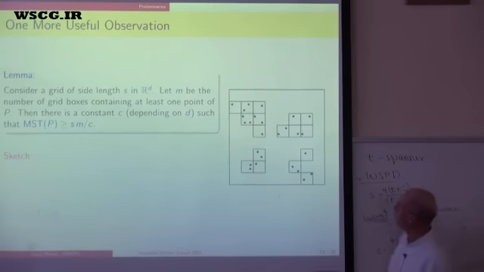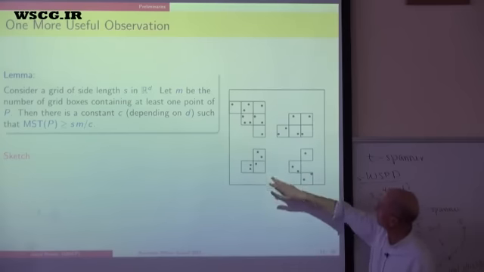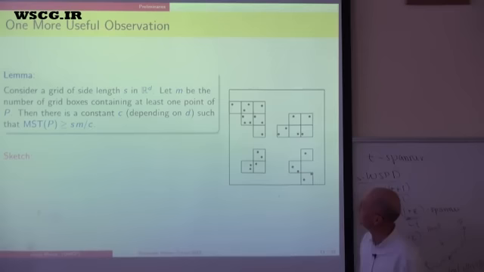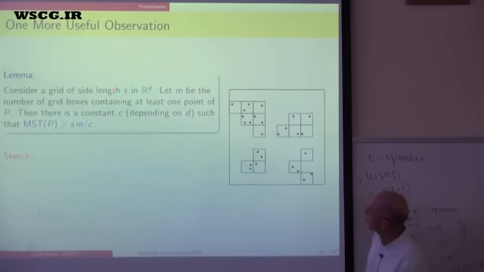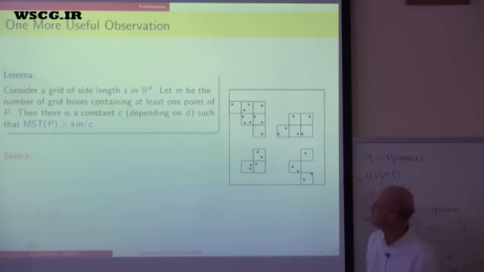Okay, here's another useful observation that we're going to make use of here. Let's consider a grid of side length S. So each one of these cells here has a side length of S. Let M denote the number of grid boxes that contain at least one point of the set. So build a grid and then throw away all the boxes that contain no point, and let M denote the number of boxes that you get.